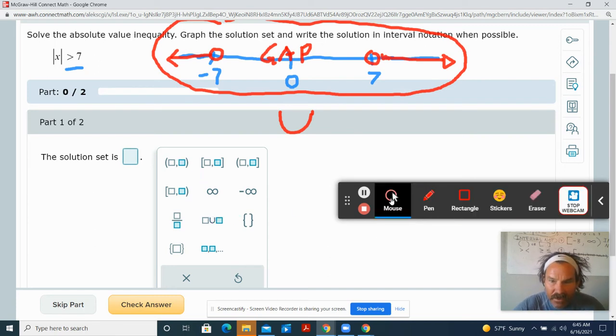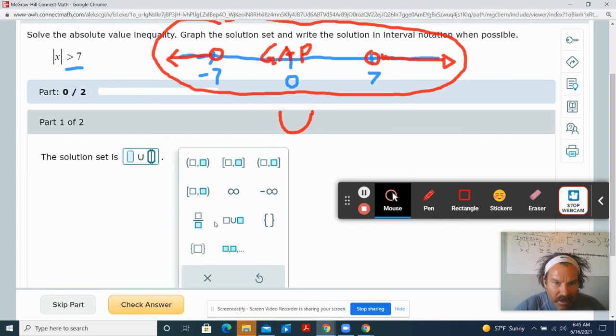So we have to click this because there's a gap in our solution. And then we have to click the left-hand side first. And the left-hand side is this part before we get to the gap. We got to go left to right. So this arrow goes all the way down to negative infinity. So there's a negative infinity sign right here. But it stops at -7, and it does not include -7. So if it doesn't include it, we use the rounded parentheses.